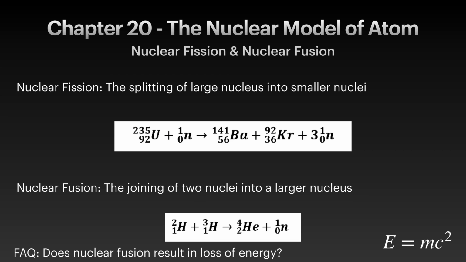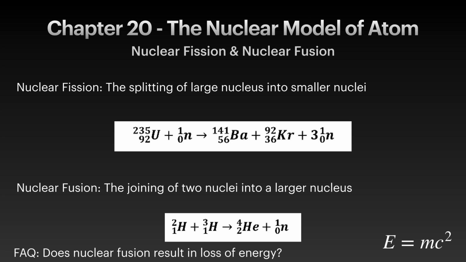The last topic for this chapter is the process of nuclear fission and fusion. Nuclear fission is the splitting of a large, unstable nucleus into two smaller nuclei, thereby releasing energy. It is used in nuclear reactors and atomic bombs. Nuclear fusion is the process of joining two light nuclei to form a heavier nucleus, thereby releasing energy. Fusion powers stars, but requires very high temperatures and pressures.